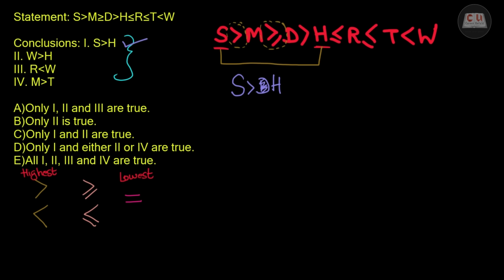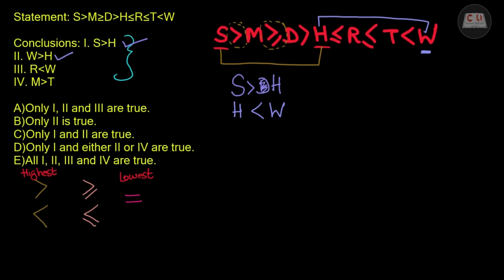Coming to the next part, W and H. Here's W and here's H. What are the symbols that we see? We see greater than or equal to, and greater than for W. So which has the highest priority? Greater than. And the beak is opening towards W. So H would be smaller than W, or W would be greater than H. And that is what is given in the conclusion as well. So this one follows as well.